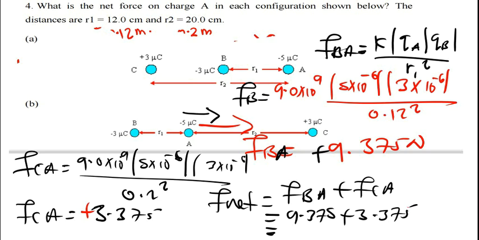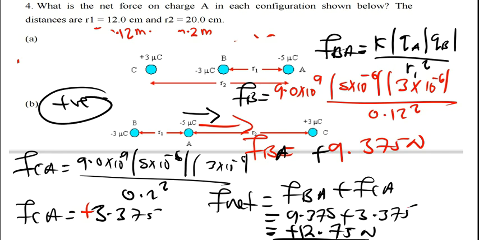Okay, so we have 9.375 plus 3.375. So we'll get the net force to be positive 12.75 newtons. So the net force will be going toward the positive x-axis, and the answer will be 12.75 newtons. As simple as that.